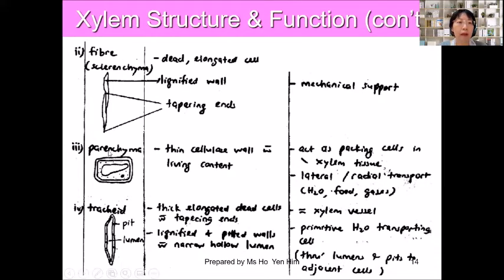Right? Sclerenchyma is the fiber. What is parenchyma and what is trachea? Okay, parenchyma is the most basic cell you can find inside the plant. It is used for packing purposes.